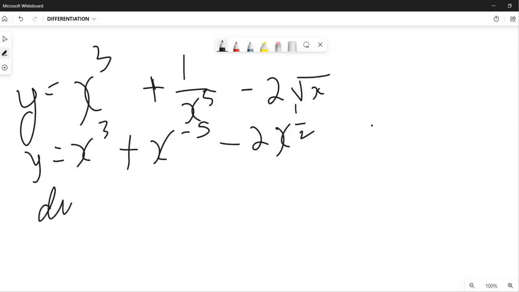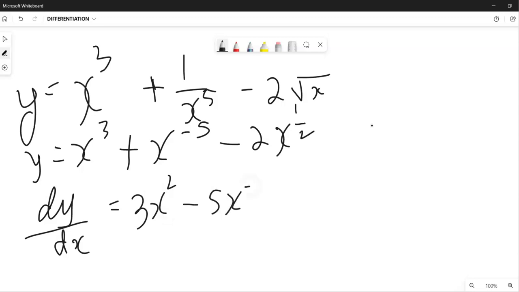Now we differentiate. So now we're going to have dy by dx equals 3x squared minus 5x to the -6th power. -5 minus 1 is -6, alright? And then that will be half times -2. So half of 2 is 1. So that will be -1x to the half minus 1, which is -1/2. And that is differentiated.